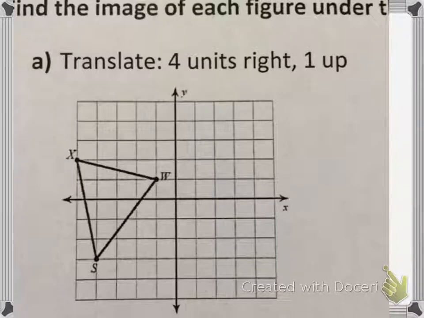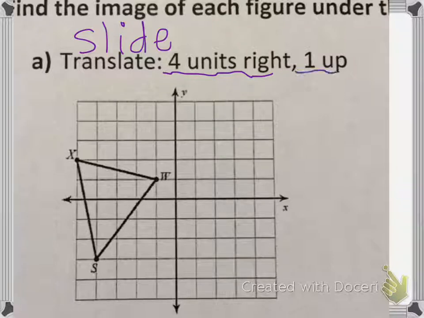So we're going to start by just talking about how we're going to translate something. The word translate in math actually means to slide something. So we're going to slide the figure that they already gave us. They want us to move it 4 units right and 1 up. So really what we're going to do here is we're just going to grab these important points, the vertices, the endpoints here, and we're going to move them exactly where it told me to do.